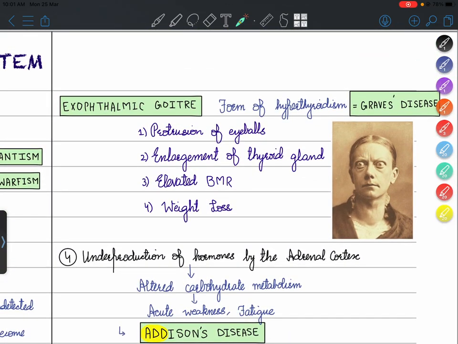Exophthalmic goiter, also known as Graves' disease, is a form of hyperthyroidism. The characteristic features are protrusion of eyeballs, which is known as exophthalmos, and enlargement of the thyroid gland, that is goiter, hence the name exophthalmic goiter. There is elevated basal metabolic rate as it is a case of hyperthyroidism, and due to elevated BMR, weight loss is seen.